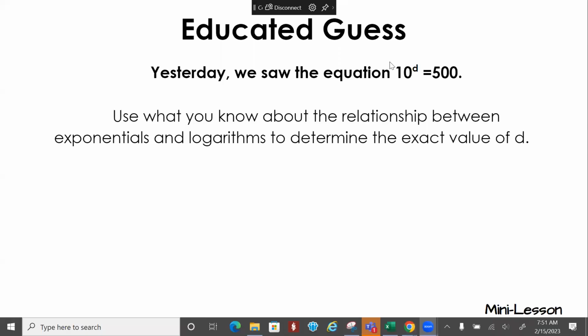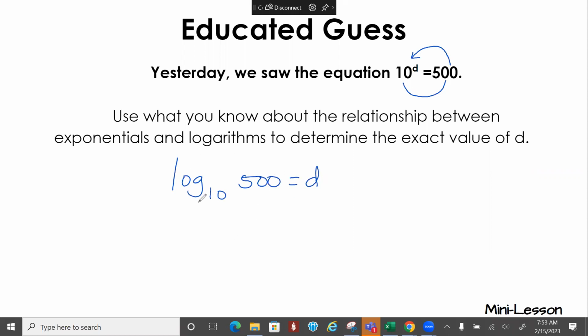So sometimes the log form is helpful to solve, and sometimes the exponential is helpful to solve. We thought the log form was helpful here because we can use a calculator. Okay, or earlier today, we saw this equation. Use what you know about the relationship between exponentials and logs to find the exact value of b. So we made an educated guess last time. I want you to take this and write it in log form and then tell me what the answer is. Great. So let's go ahead and write this in log form. So remember, we start at our base, go to the outside, and then finish at the exponent. So log of base 10 of 500 equals b.